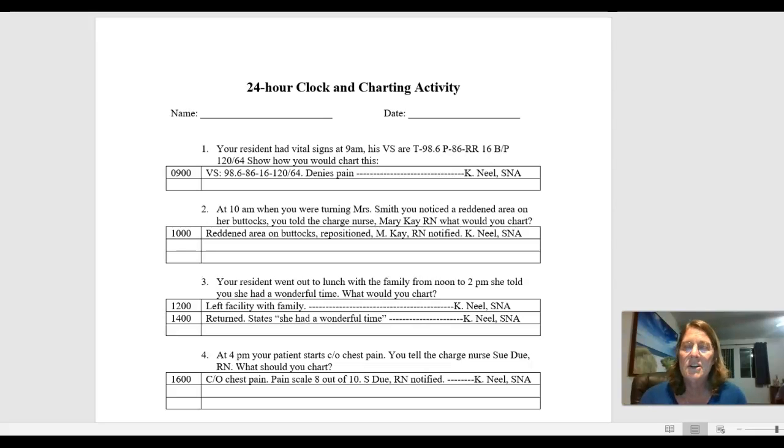Okay, class, we looked at our charting tips, and now I want to go over this 24-hour clock and charting activity that I posted for you. There are many, many different ways to chart things. We already discussed that. I said I could give these to 10 different experienced nurses, and everybody's going to document it just a little bit different, and that's okay. We're just trying to learn, how do we condense things down? How do we make things a little bit more streamlined and simplistic without having to chart a book?